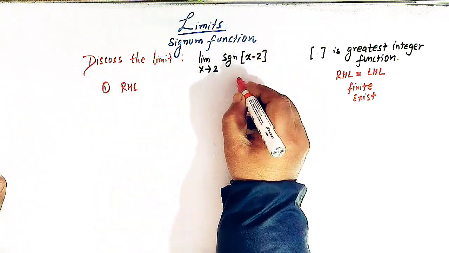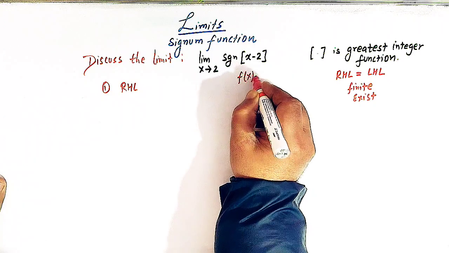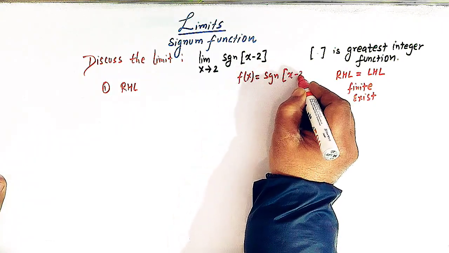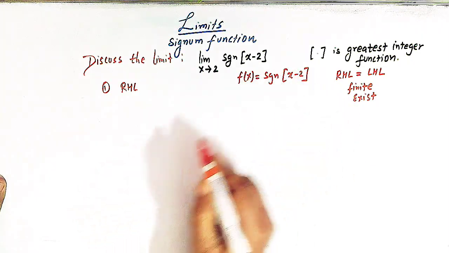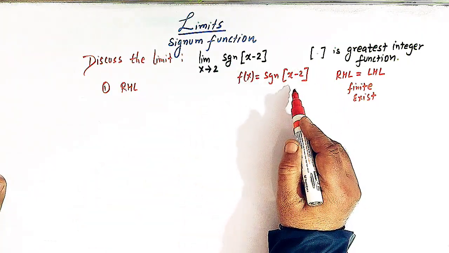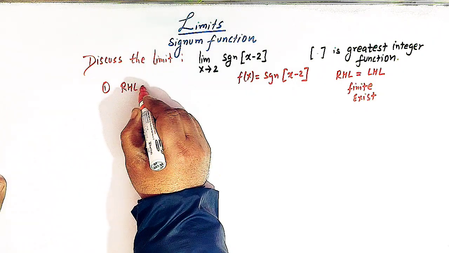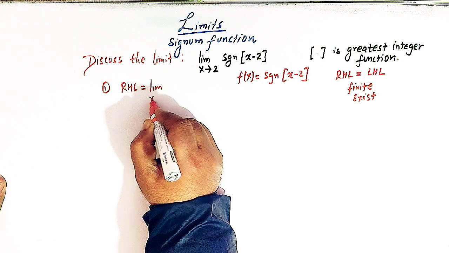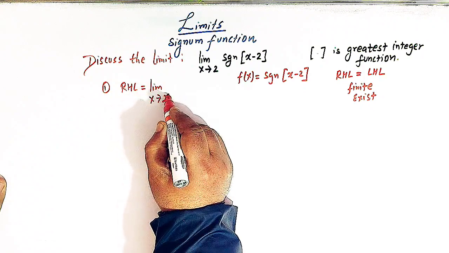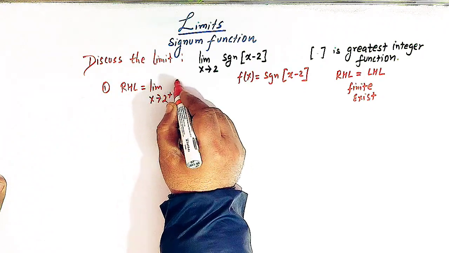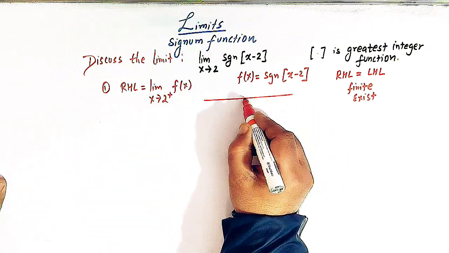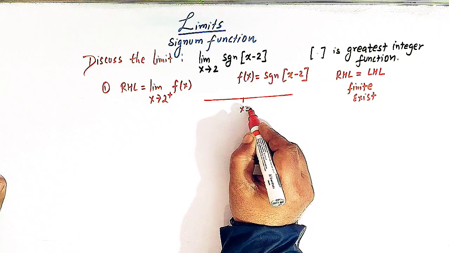So let us take the function f of x as signum of greatest integer of x minus 2, right? We'll also define the signum function, and here we have the right hand limit. The notation is limit x tends to 2, and here we put a positive sign, and here we have f of x, right? So here we have x is equal to 2.